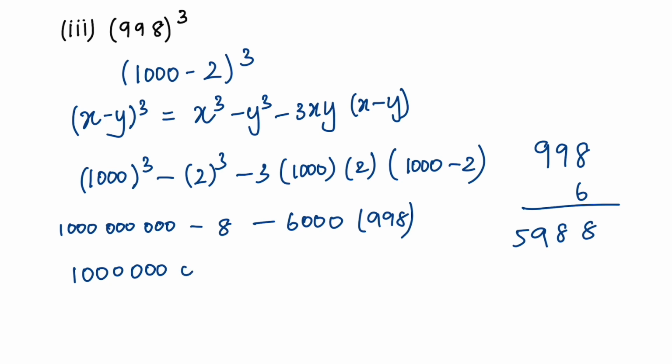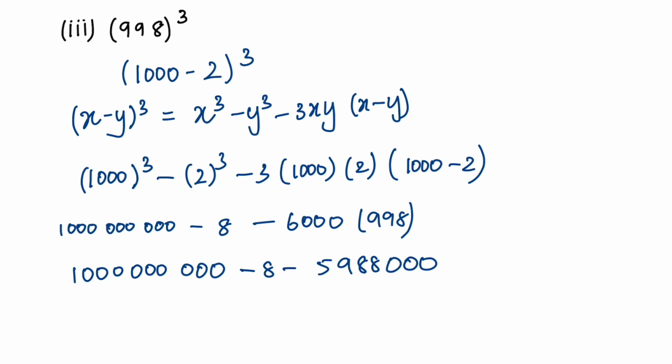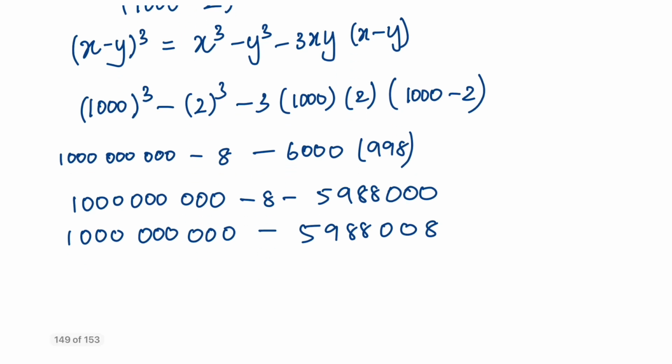So let me just write this big number first. Such a huge number. Okay, so minus 8 minus 5988000. Okay, and I'm going to subtract these numbers. Again we can add these two numbers first and proceed. So this is 5988008, because these two are negative terms, you are going to add them.